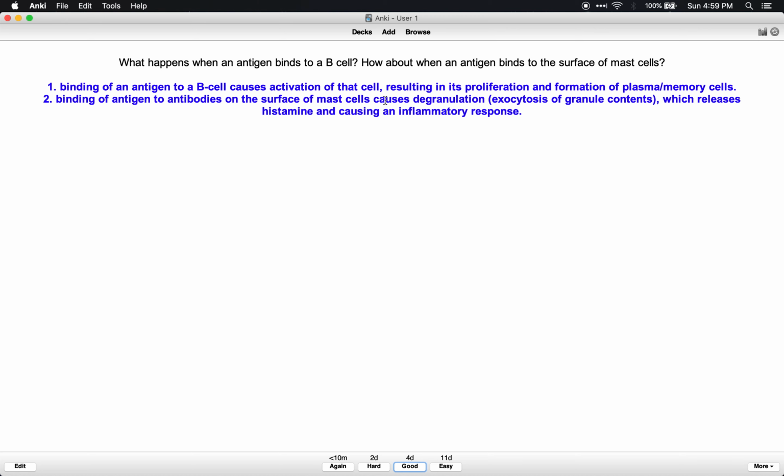Binding of an antigen to a B cell causes activation of the cell, resulting in its proliferation and formation of plasma and memory cells. Binding of an antigen to an antibody on the surface of mast cells causes degranulation, which releases histamine and causes an inflammatory response.